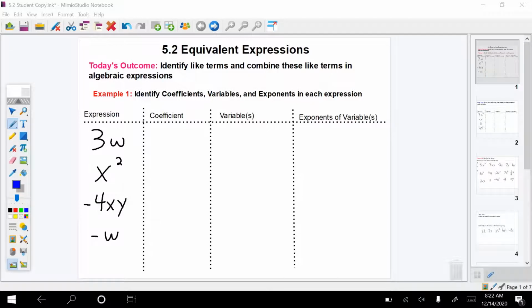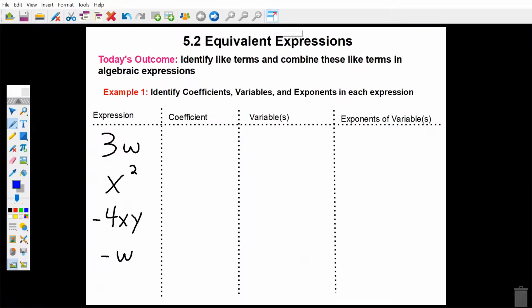Good morning, everyone, and welcome to 5.2 Equivalent Expressions. Today's outcome is to be able to identify like terms and combine these like terms in algebraic expressions.